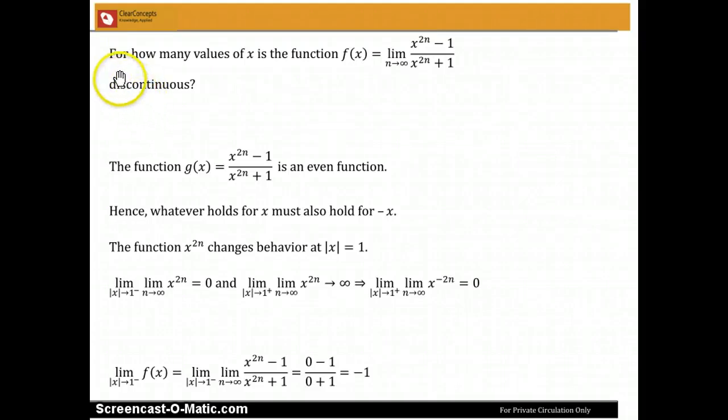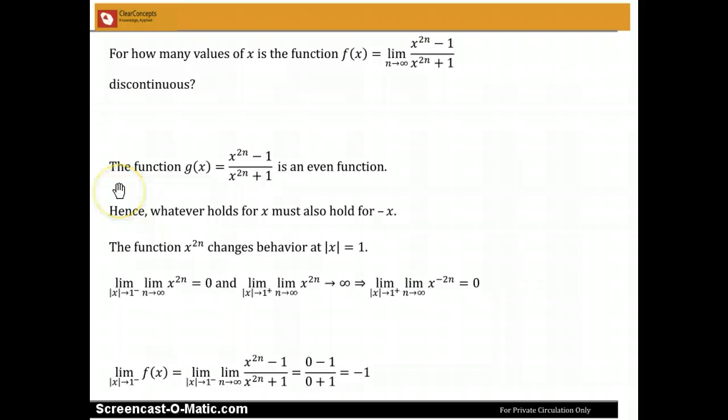So the question is, for how many values of x is the function f of x equals limit n tending to infinity x to the power 2n minus 1 divided by x to the power 2n plus 1 discontinuous. So here you have to see that it's f of x, and the variable in the limit here is n. Yeah, n is tending to infinity, but the variable for the function f of x is x, not n.